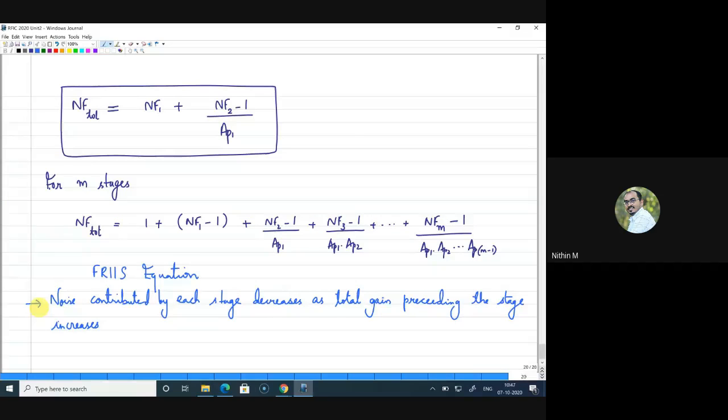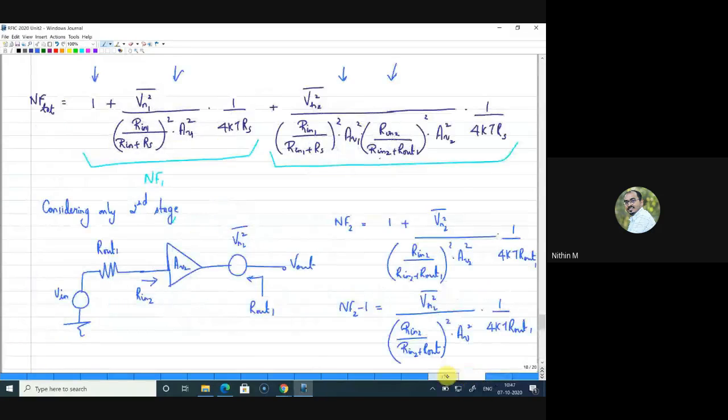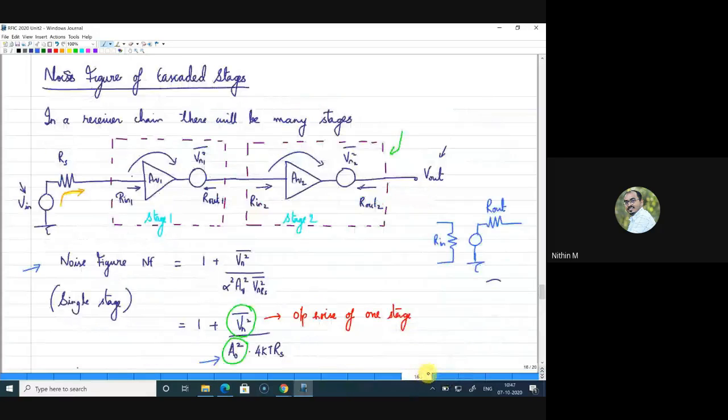Fine. So I hope this is clear for you guys. Noise figure calculation for 2 stages. We'll come back to the power gain expression after solving one numerical on this. Let me give you one simple calculation.